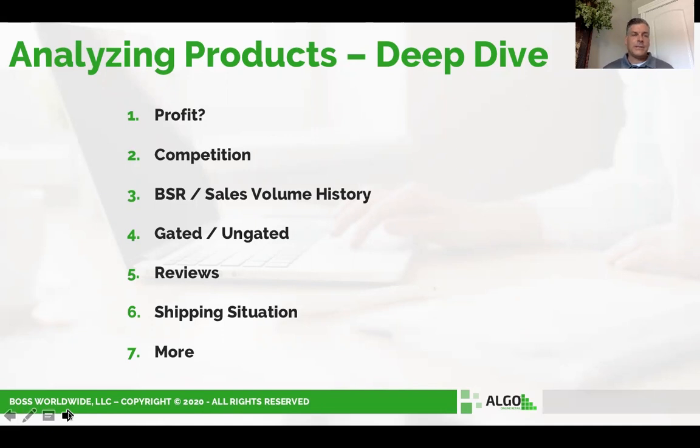All right, step 2, I like to look at competition. When you look at competition, you now know: are you going to be sharing the buy box, rotating the buy box, winning it all the time? Historically, have there been other people sharing the buy box? You can look at that information. All right, BSR, sales volume. We've talked about that in a lot of different videos before here at ALGO.